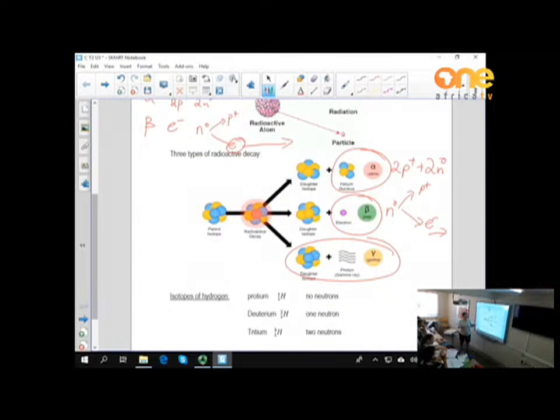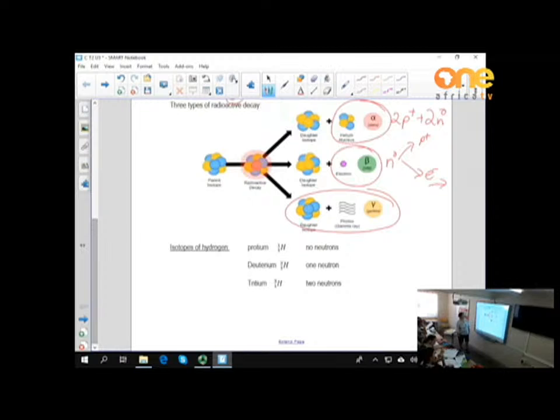It depends on what it is, but it can either shoot out alpha, beta, or gamma. Some are only alpha emitters together with gamma, some are only beta emitters together with gamma, and some only emit gamma radiation. It depends on what you've got. Now, you don't need to specifically know which one is an alpha, beta, or a gamma radiator.